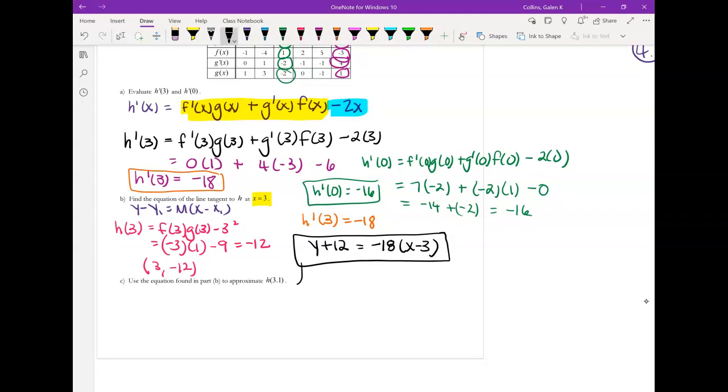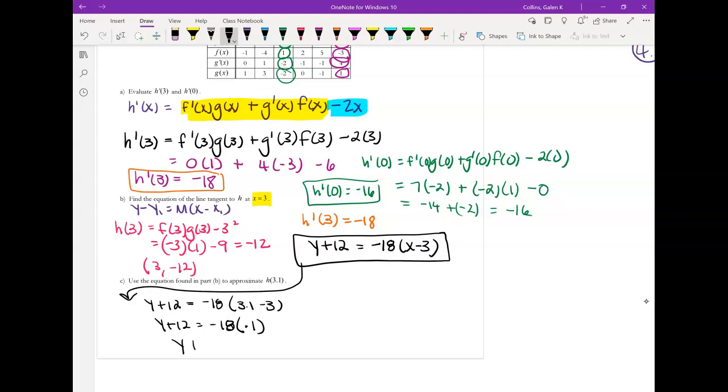So I'm just going to pop this down from part B. And if I'm approximating h of 3.1, that's going to be approximately equal to what y is equal to when we substitute that for x. So y plus 12 equals negative 18 times, I'm going to substitute 3.1 for x minus 3, bam. All right, order of operations, 3.1 minus 3 is 1/10. So y plus 12 is negative 18 times, sorry, it's a funny looking 8, times 1/10 or 0.1.